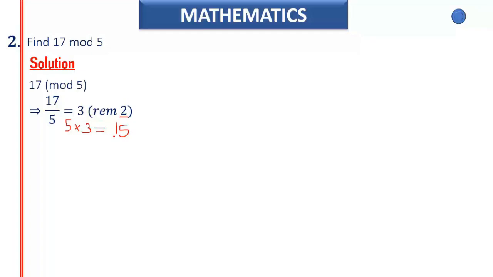So that means 17 mod 5 is equal to 2 mod 5.